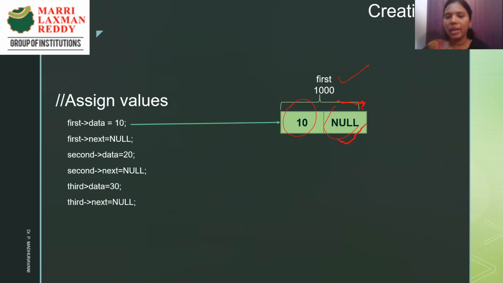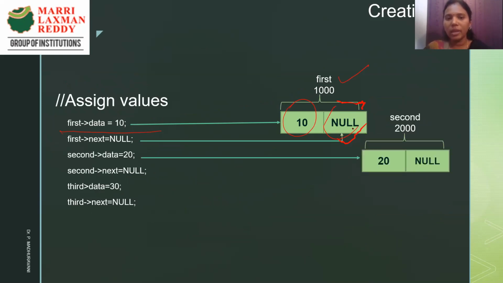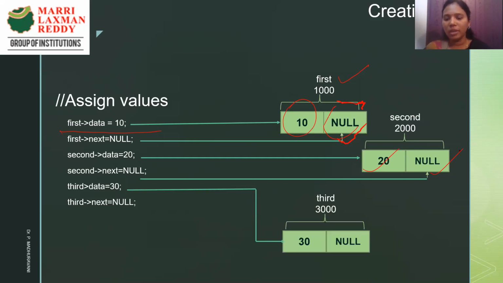Now you need to assign a data value into the part of first arrow data. Hence you can use a statement like first arrow data equal to 10. Make the next part as null, hence that can be accessed as first arrow next equal to null. Similarly, assign data value into another node like second arrow data equal to 20 and make second arrow next as null. In a similar fashion, assign data value to node 3, third arrow data equal to 30 and third arrow next equal to null.